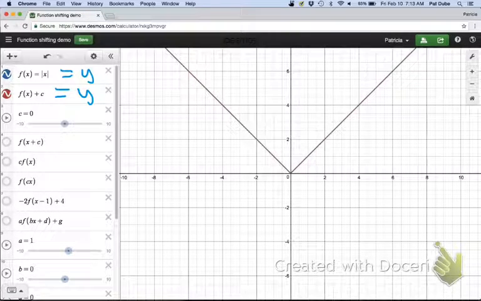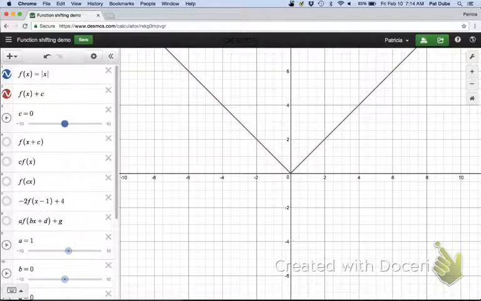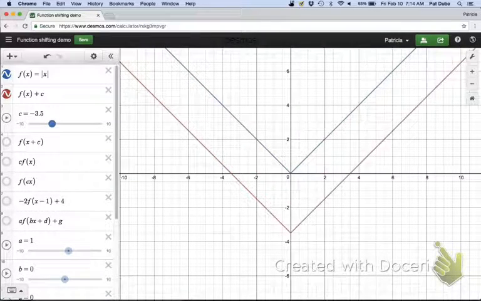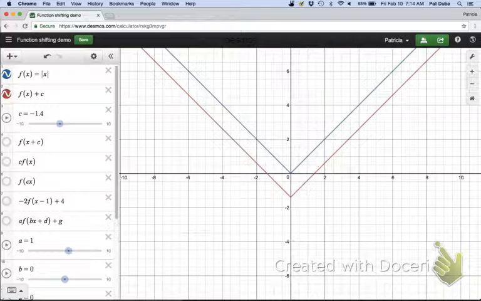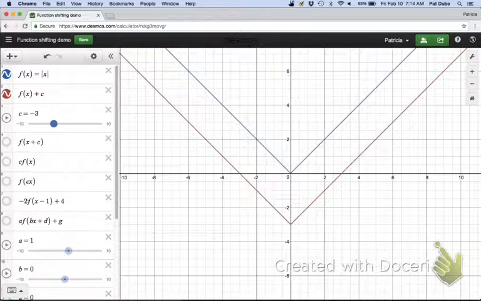So down here I have a slider, and when I move this slider, it changes the value of c. So now this value of c is right there. It becomes negative. When c is -3, what you can observe is that the red graph, which is f of x plus c, that's how you're finding y for the red graph, is 3 below the blue graph.